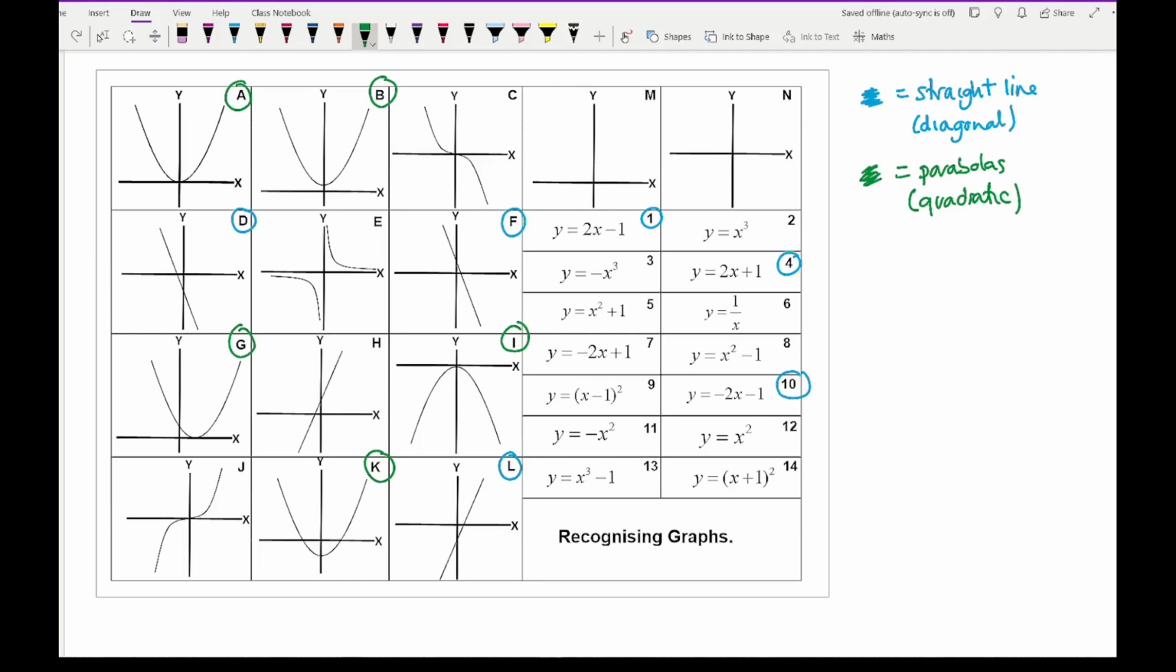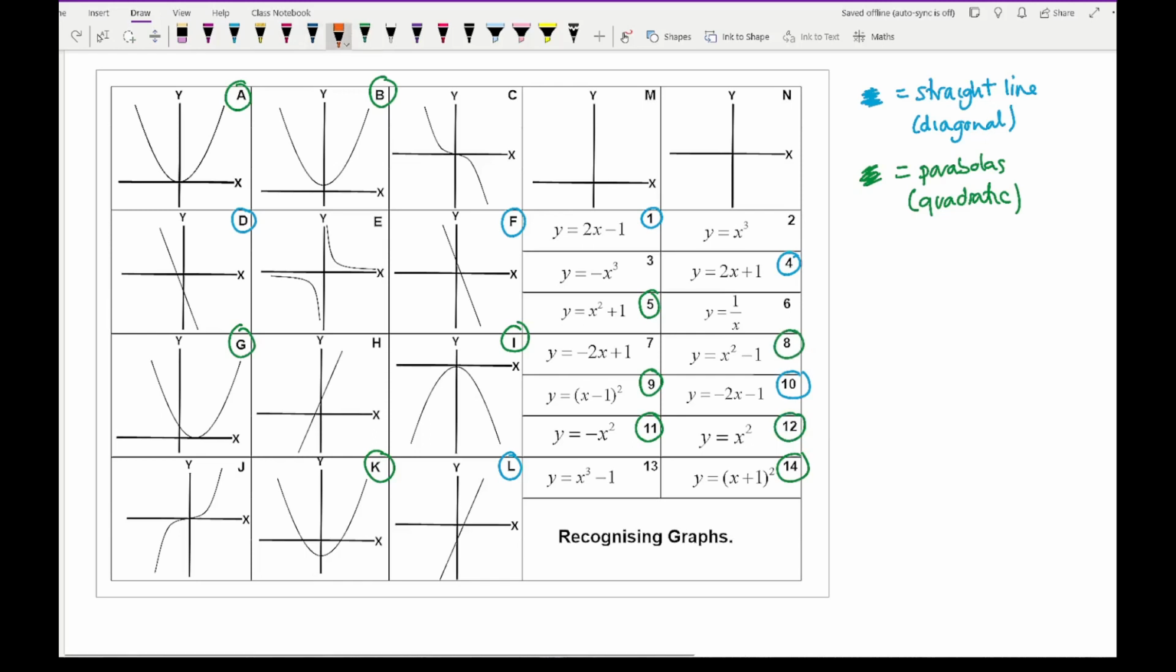So what we're looking for is x squared, things where the highest power of x is 2. So it's going to be 5, it's going to be 9, because if I expand those brackets out, I'm going to get something x squared. Question 11, question 14, question 12, question 8, and I think that's it.